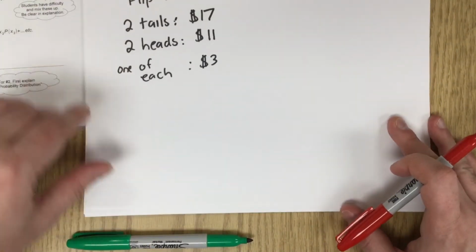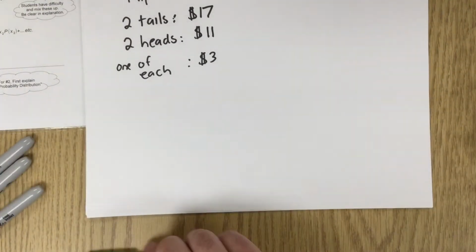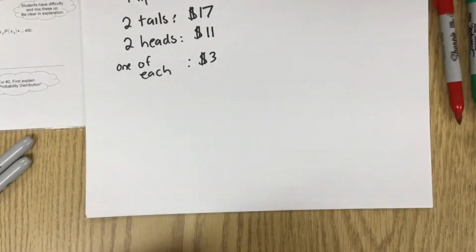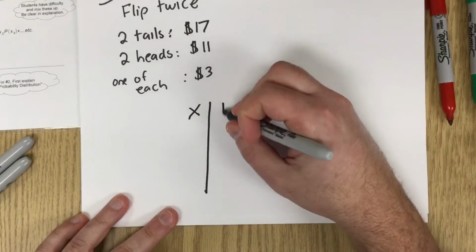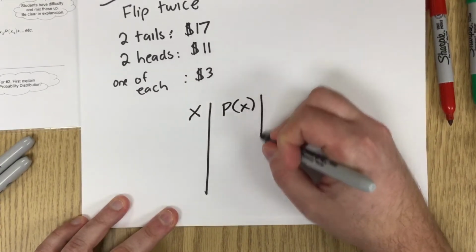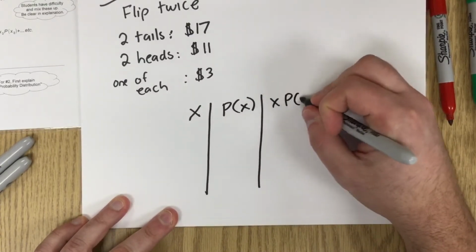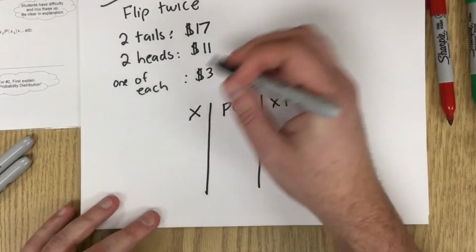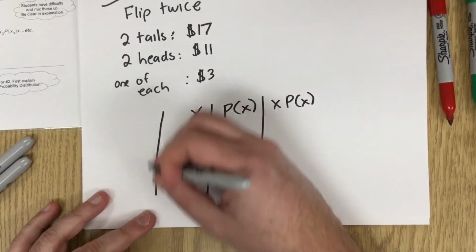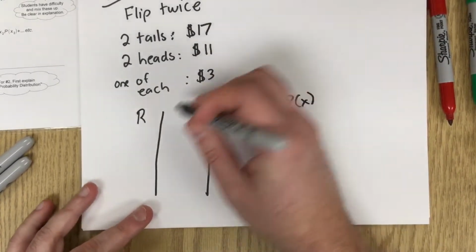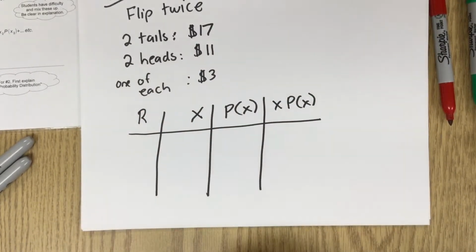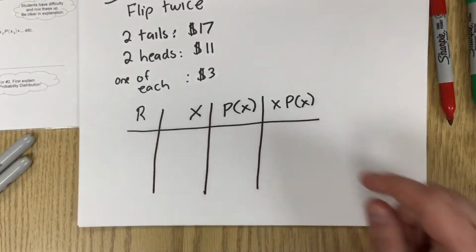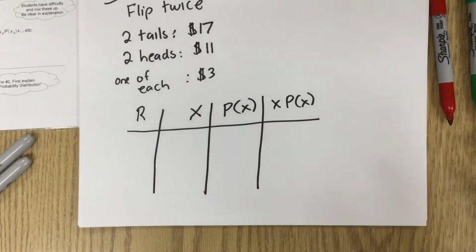Okay, we're going to flip a coin twice. So we'll do the same thing. We'll make our XP(X) table. And we'll throw on an R column before for results. Might be a useful thing to do. So we're going to do our X there. So we're going to flip 2 coins. What are the possible results?